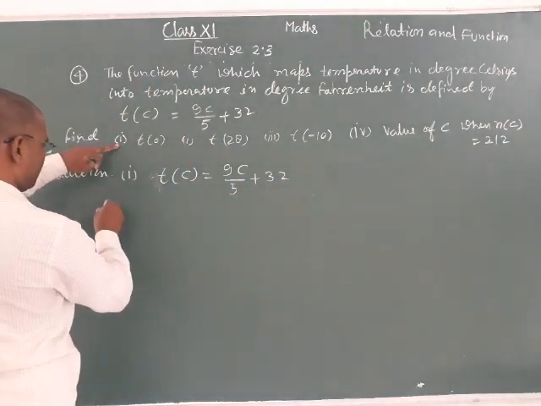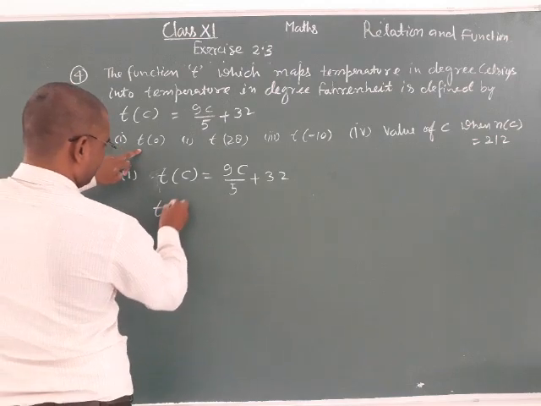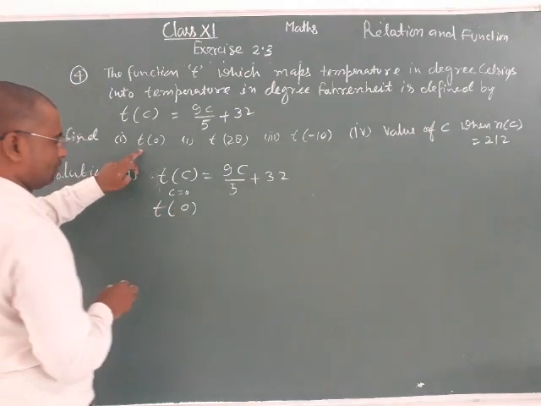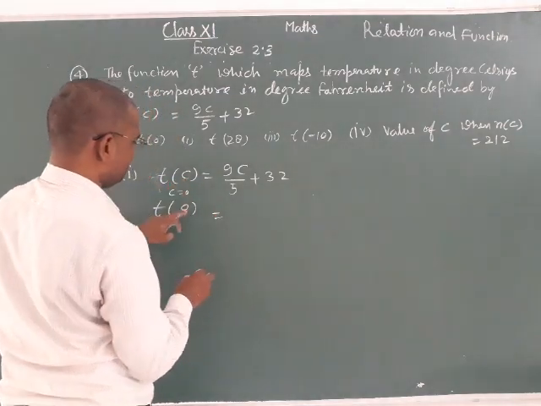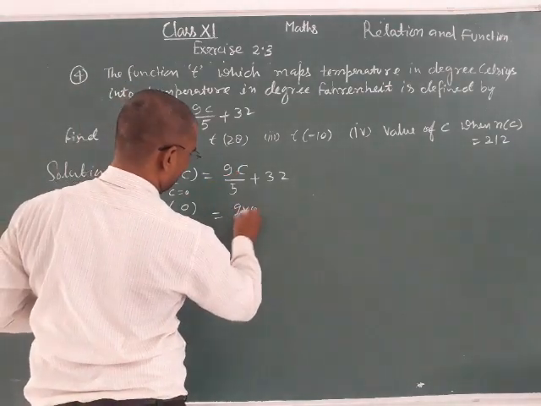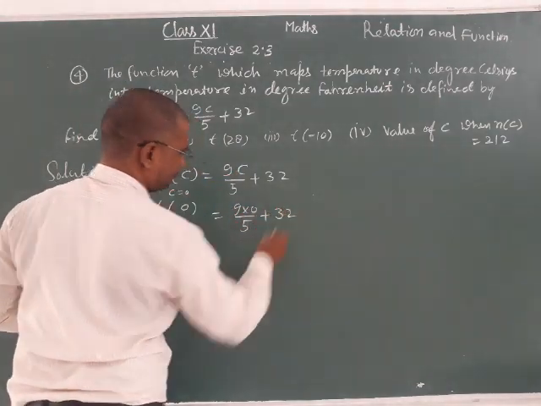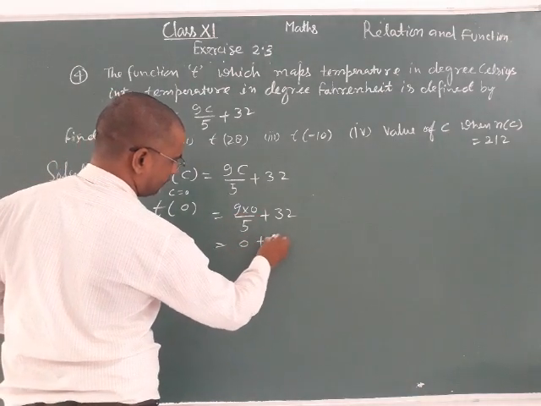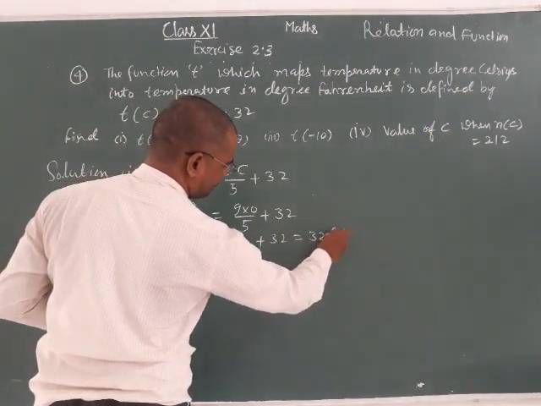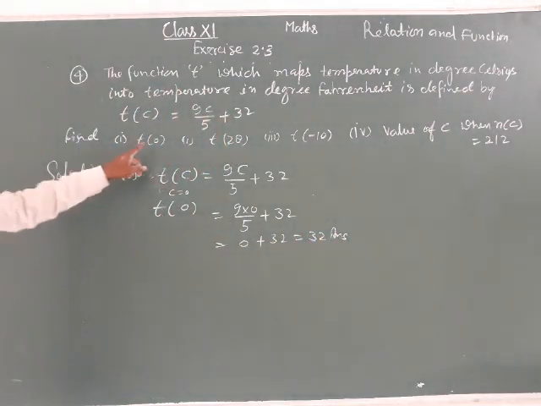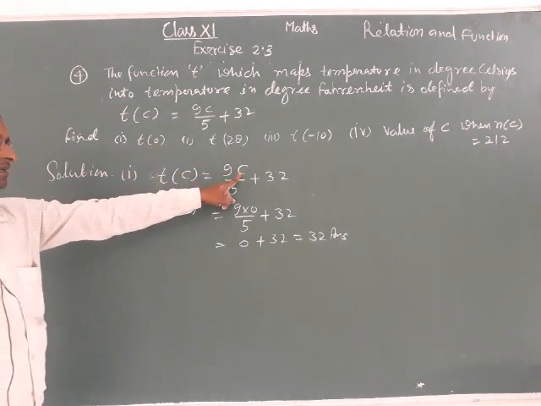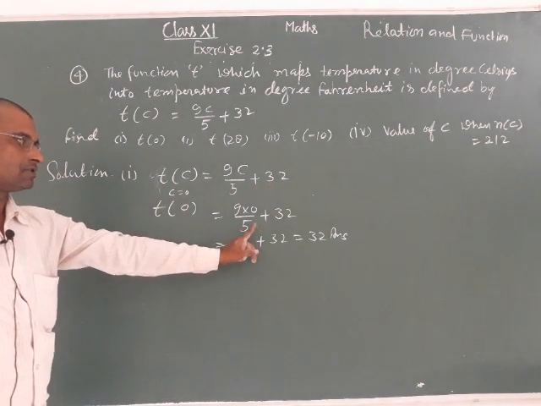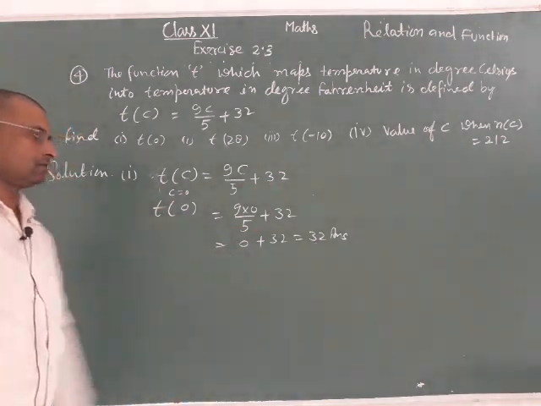So the first part, T(0), when C is equal to 0. Now put 9 into 0 upon 5 plus 32. We get 0 plus 32, which is equal to 32. This is the first part of the answer. Put 0 in this place: 9 into 0 by 5 gives 0, plus 32 is equal to 32.